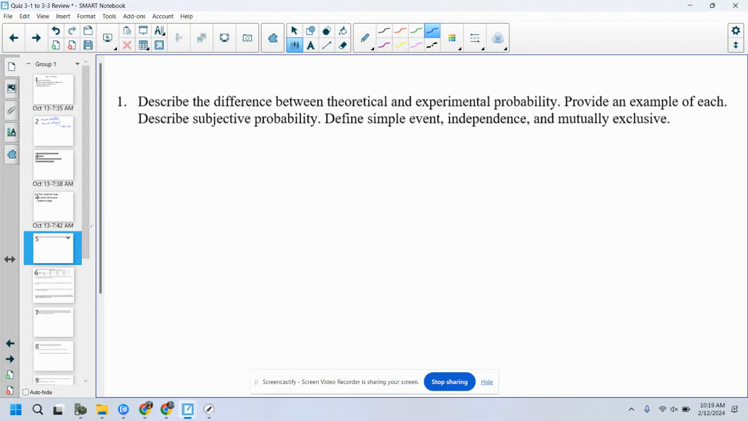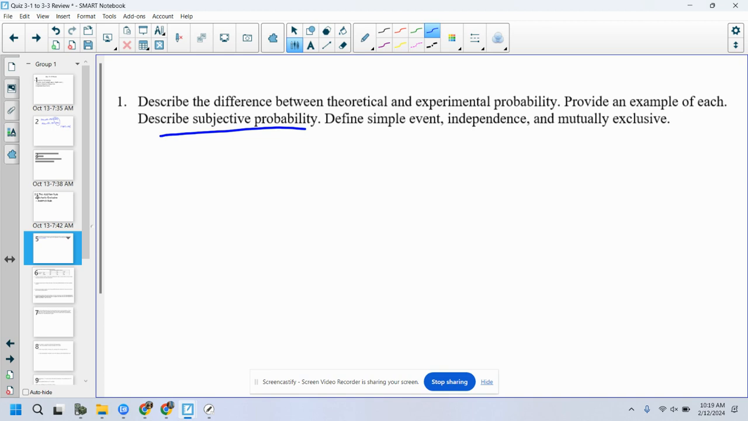Provide an example of each. Theoretical probability is like rolling a die. Experimental probability is if I take a random sample, asking somebody something, I can then predict what one more person would say on that same question. Subjective probability is when your opinions come into play, like that one question about the target breakdown. It's not based on experiments or theory, but just what you believe is going to happen.